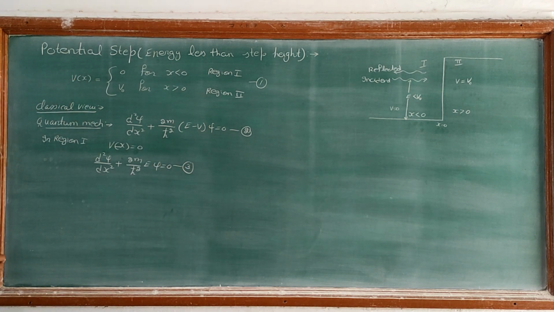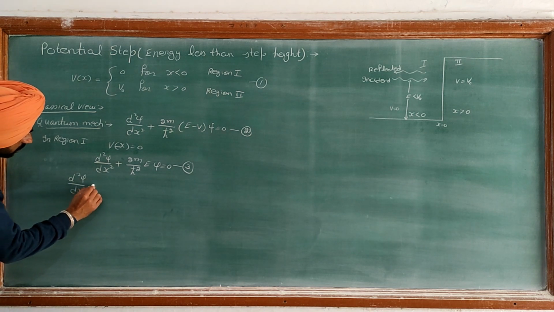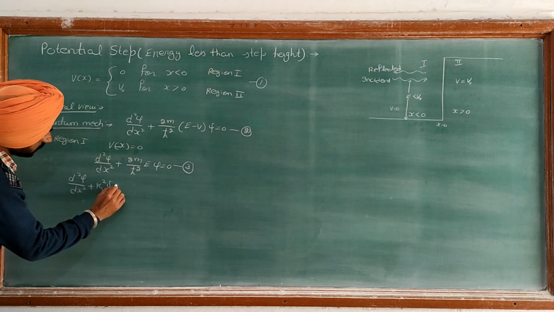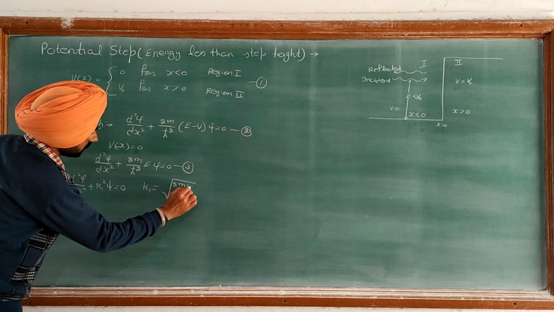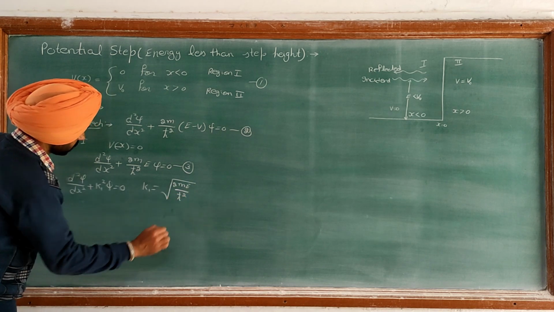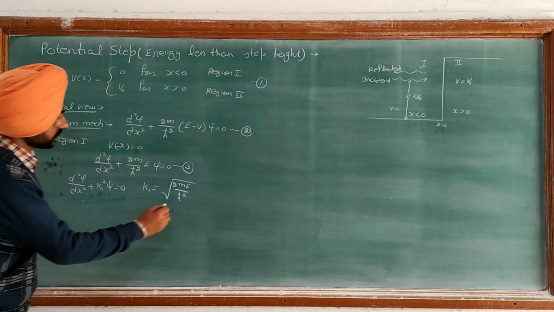We can rewrite it as d square psi upon dx square plus k1 square into psi equal to 0, where k1 is the square root of 2mE upon h cut square. Now it is a simple differential equation, d square y upon dx square plus a into y equal to 0, where instead of y it is psi, and instead of a it is k1 square. This is a simple second order differential equation, and the solution can be easily obtained. Let it be equation number 4.